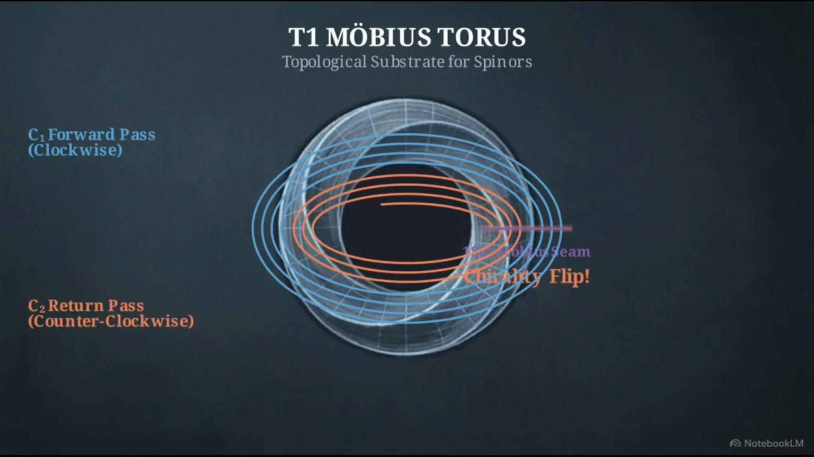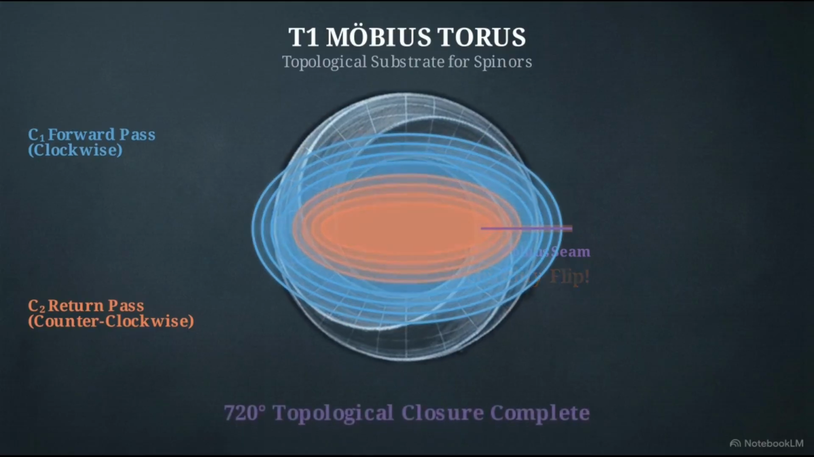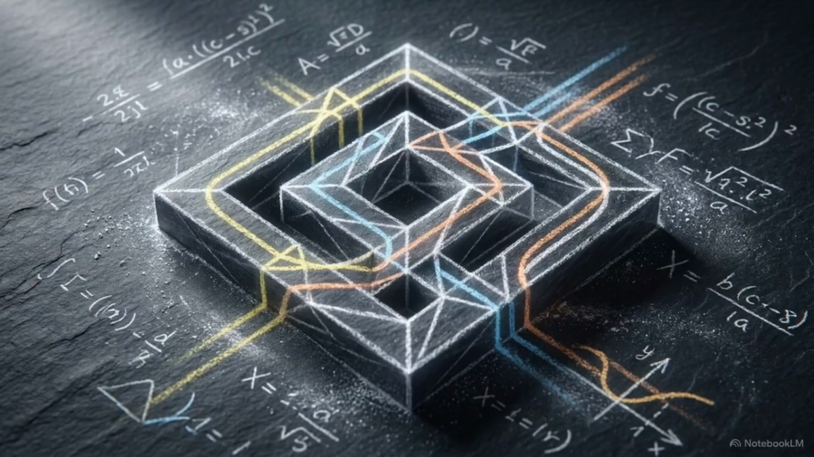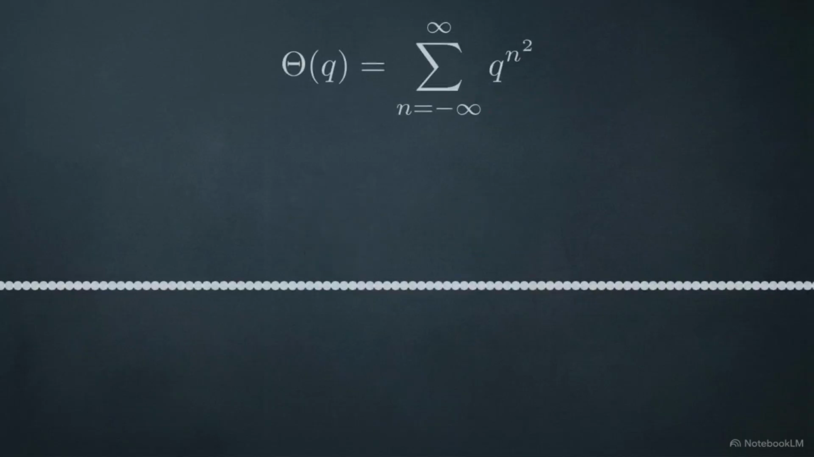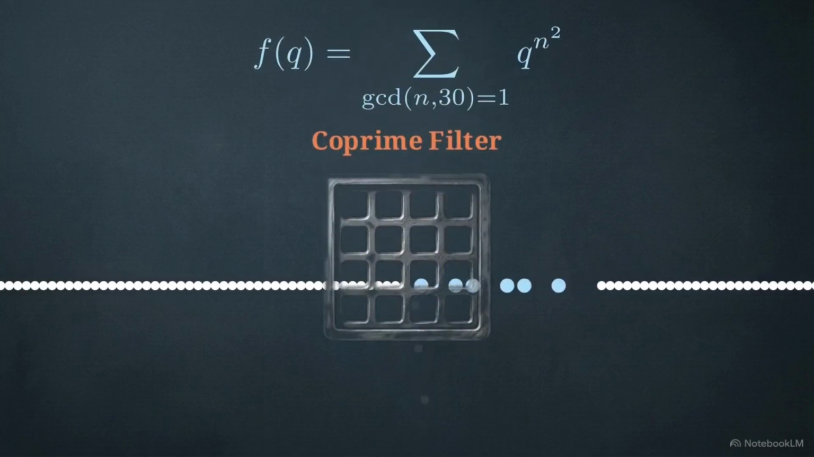To understand which lanes are allowed, we use coprime numbers. A number is coprime to a boundary limit if it shares no common factors with that limit. A standard theta function sums all integers. Ramanujan's mock theta functions do something specific. They act as a sieve. They explicitly sum only the coprime integers, dropping everything else.